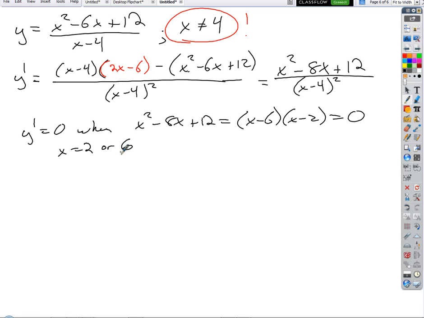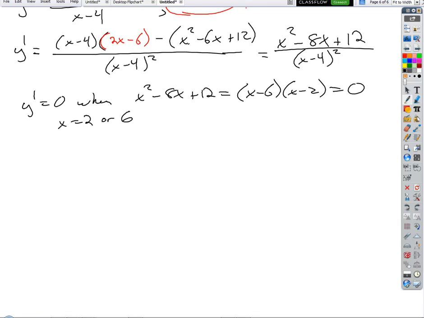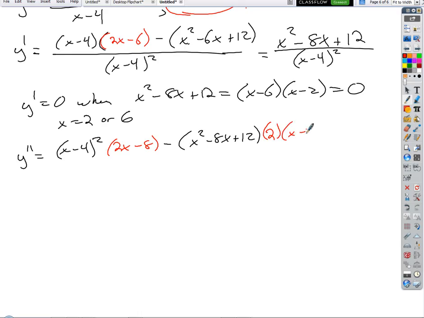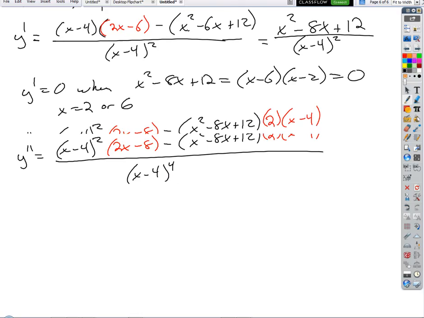Okay, second derivative. We're going to get x minus 4 squared times 2x minus 8, minus the top times the derivative of the bottom, divided by the bottom squared, which makes it to the fourth. Okay, so then that's equal to.